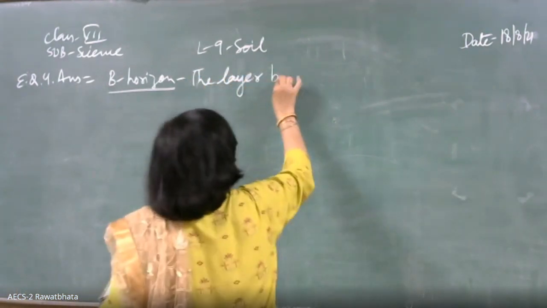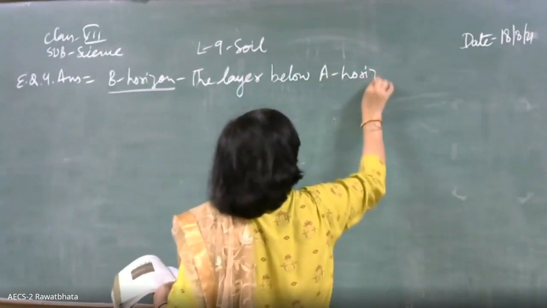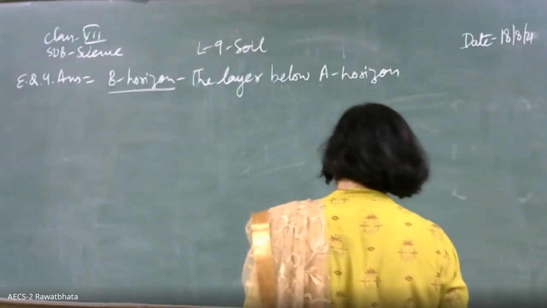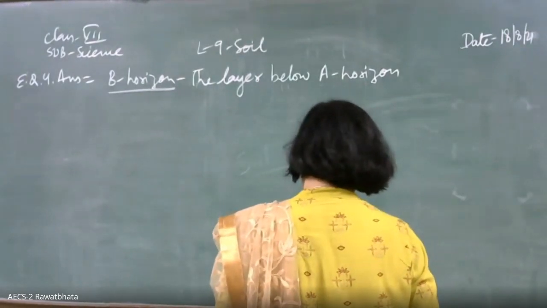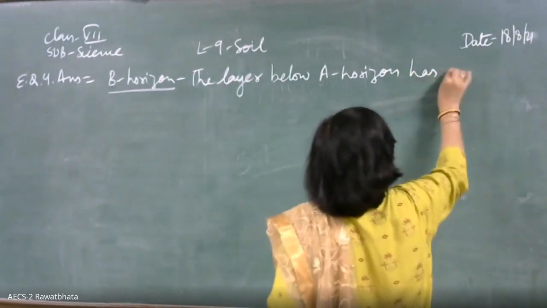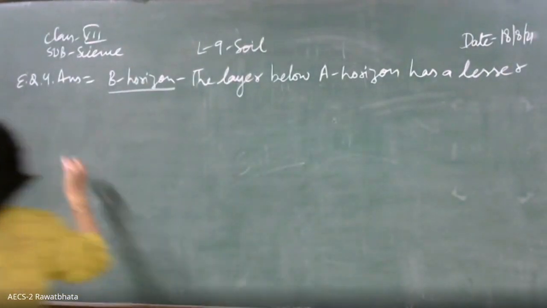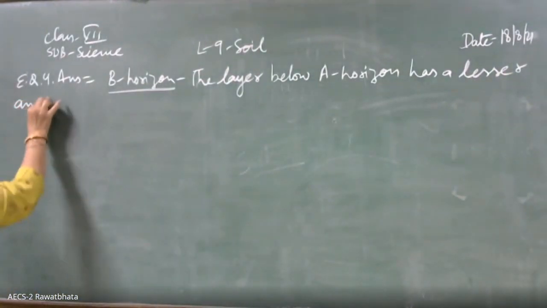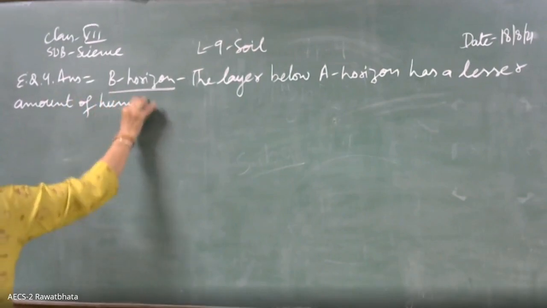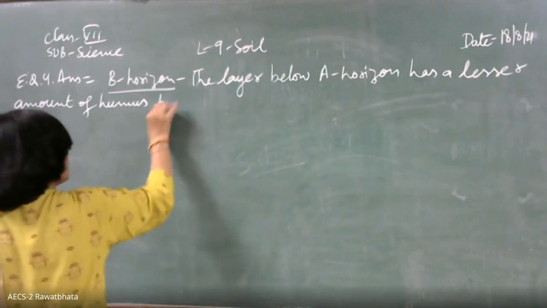The layer below A horizon has a lesser amount of humus but more of minerals.